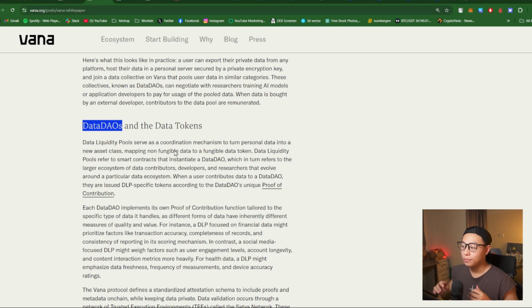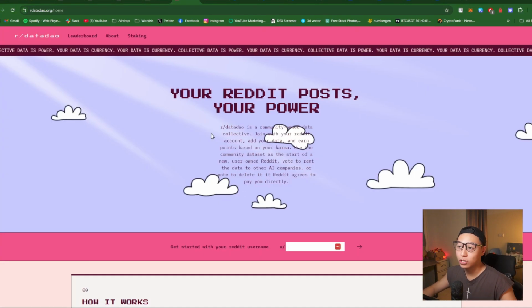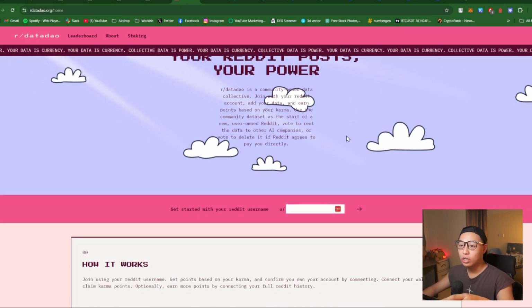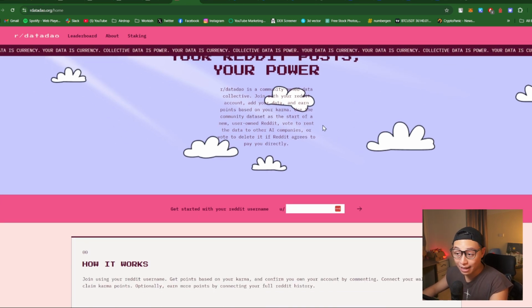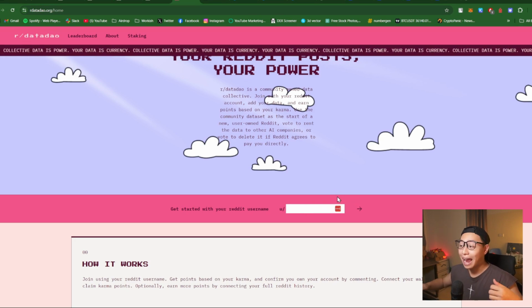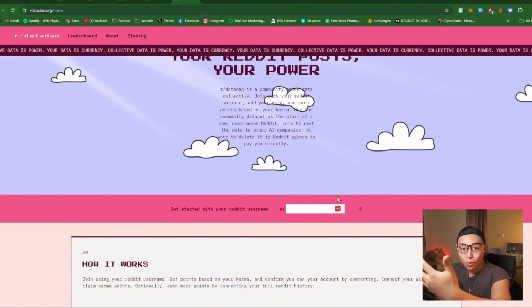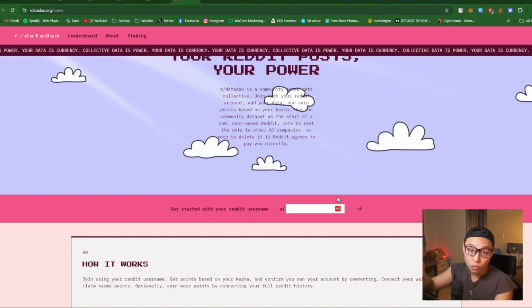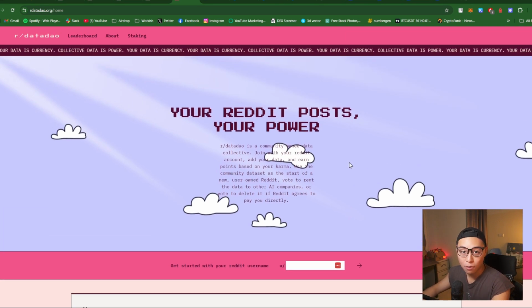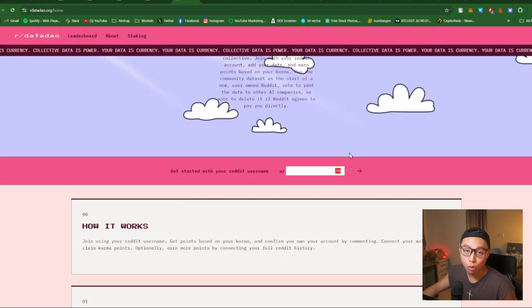For example, there is a DAO called the Reddit DAO, r/datadao on VANA, which is this one right here, which basically requires the users to contribute their Reddit data history to earn rewards. So you can log in, get started with your Reddit username, connect your email and wallet address, and then send your Reddit browsing history to the r/datadao from VANA, and you immediately earn rewards from doing that.